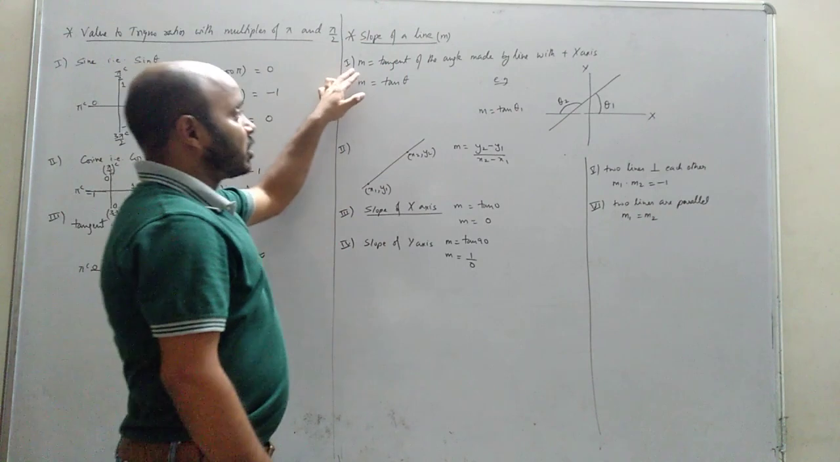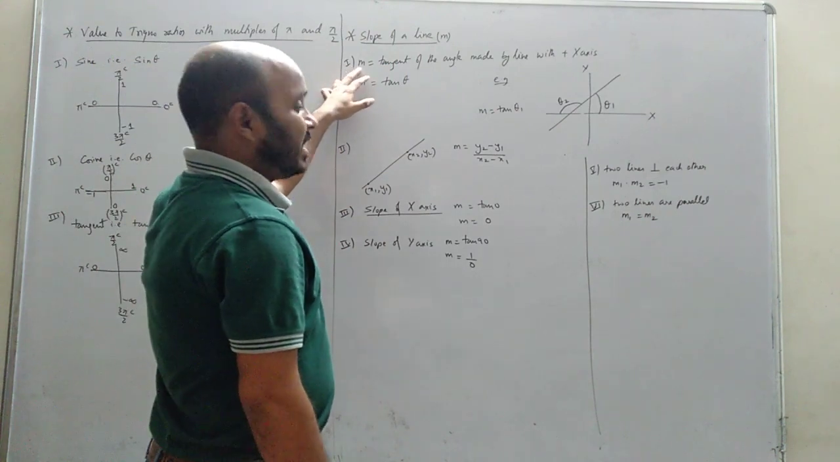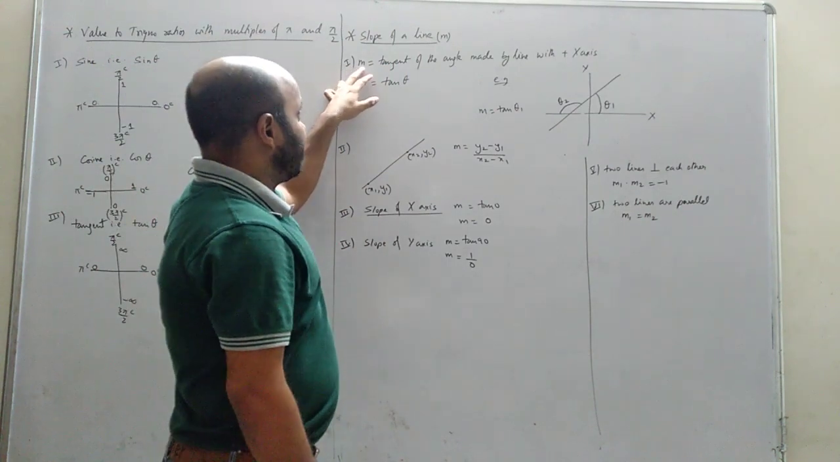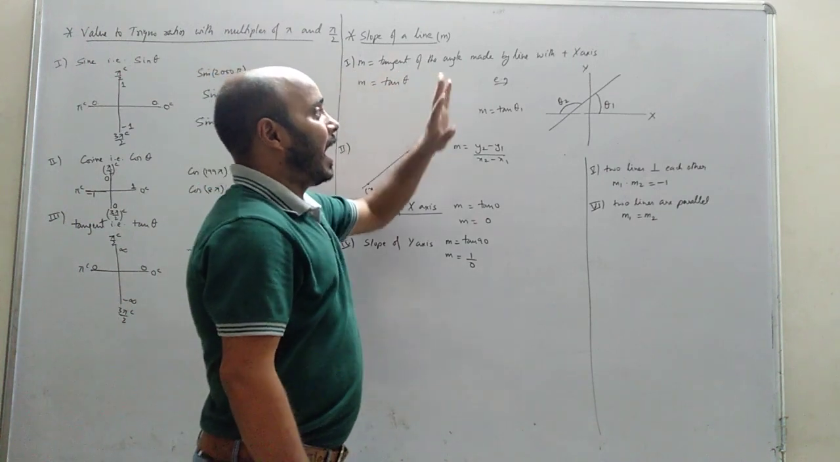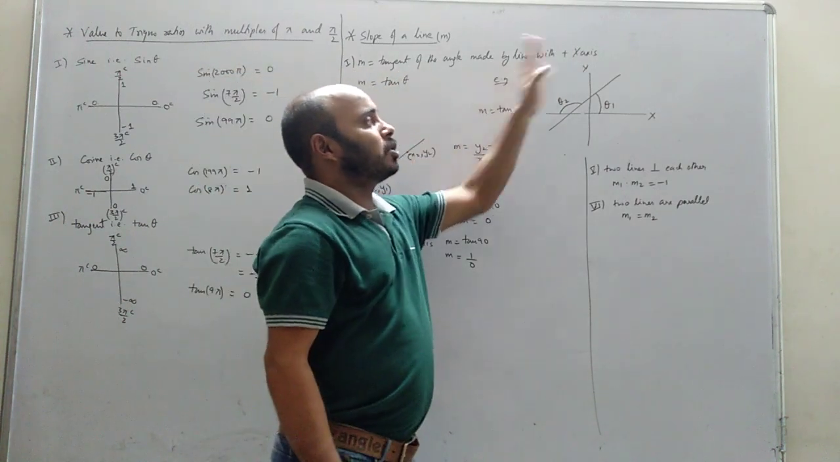Okay, now the first way to find what is slope. What is the basic definition of slope? Slope is m equals tangent of the angle made by the line with the positive x-axis.